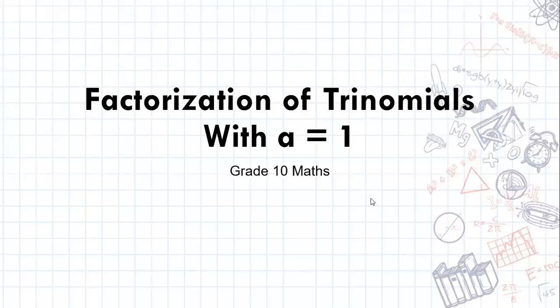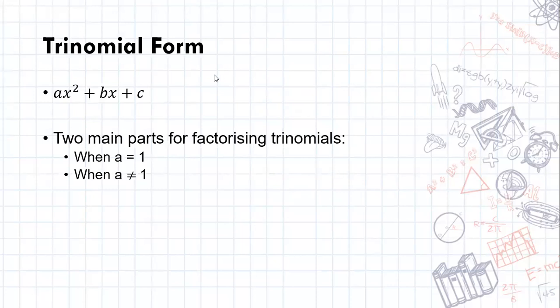Let's take a look at factorization of trinomials where your a is equal to 1. This is something that was covered in grade 9, so hopefully it should feel quite easy. So for those grade 9s who are watching, this one is for you. Trinomials take the form of ax squared plus bx plus c.